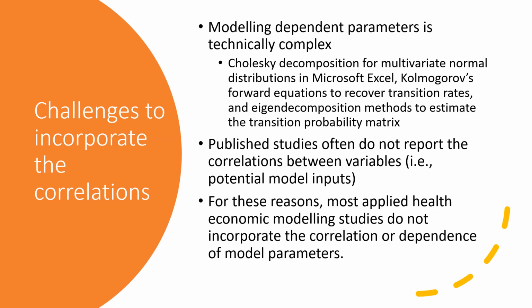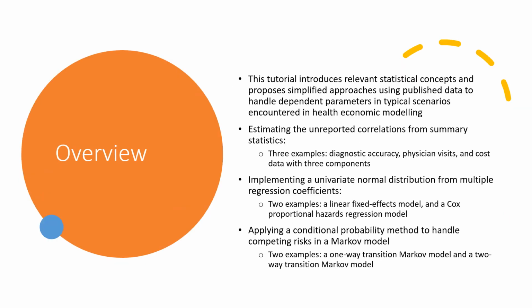Compared with modeling with independent parameters, modeling dependent parameters is technically complex. More importantly, the correlations between model parameters are frequently unavailable for model-based health economic evaluations, because published studies often do not report the correlations between variables, the potential model inputs. For these reasons, most applied health economic modeling studies do not incorporate the correlation or dependence of model parameters.